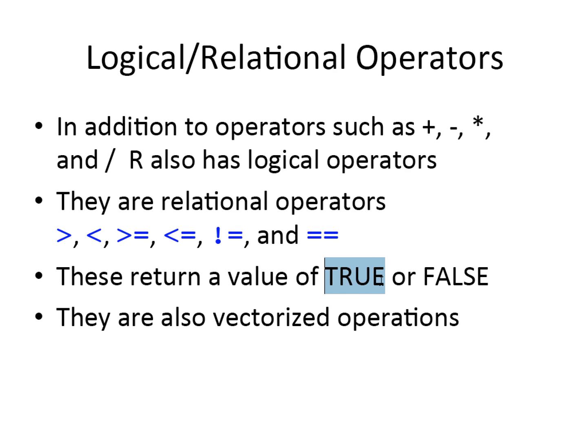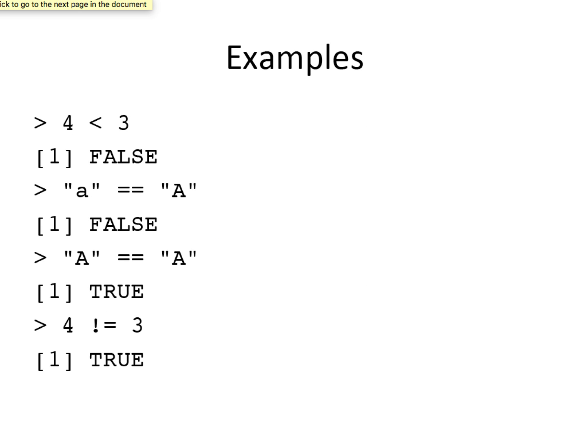All of them give true or false. So you're asking R to evaluate a relationship between 2 variables, so it's going to tell you whether the relationship holds or the relationship does not hold. And these operate over vectors, so they're actually quite fast in R.